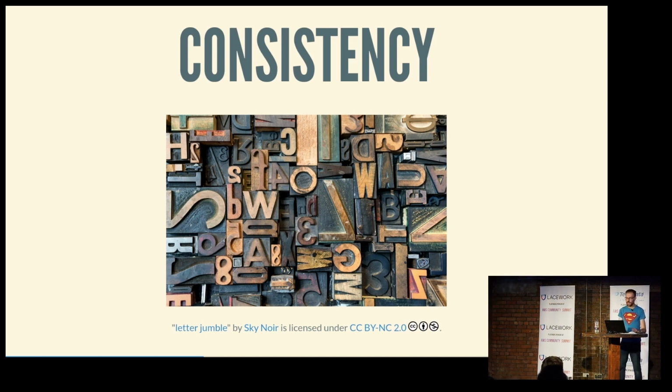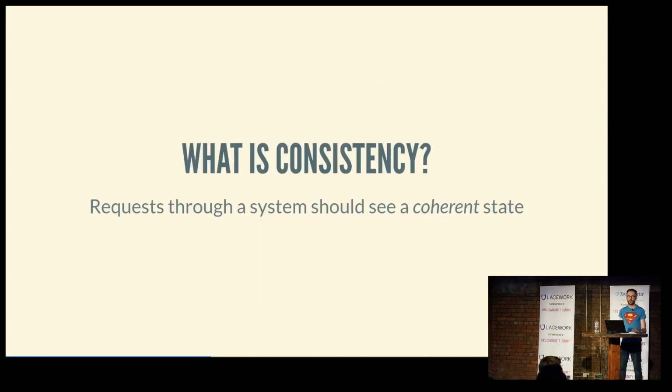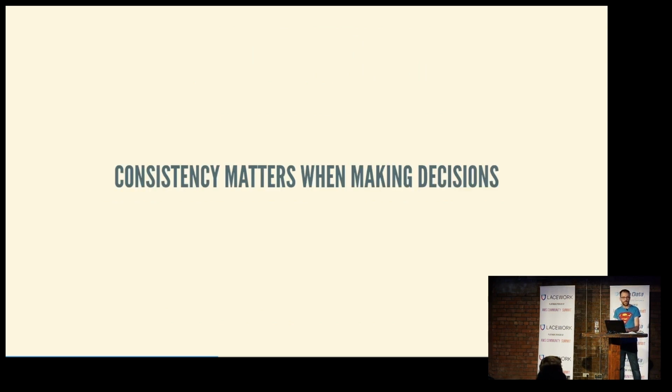So consistency is the property that two requests through a system will see a view of state that makes sense, right? So in our library system, either you've got the book checked out or you haven't. It is not Schrodinger's bookshelf. And consistency is important whenever you want to make a decision.